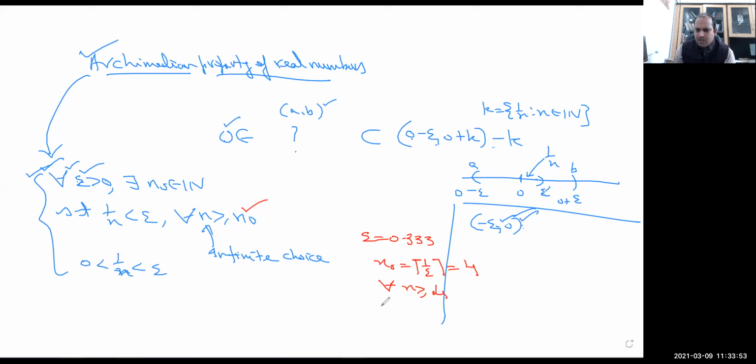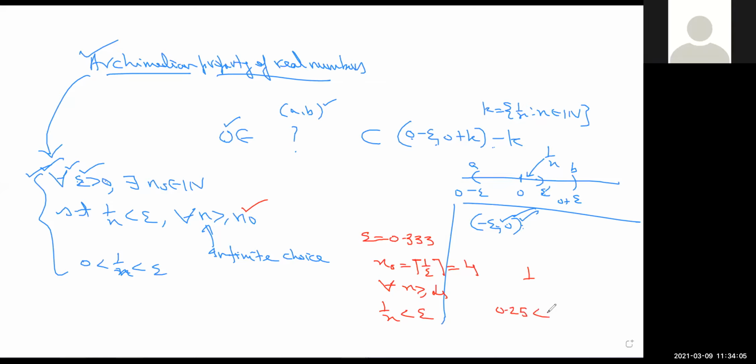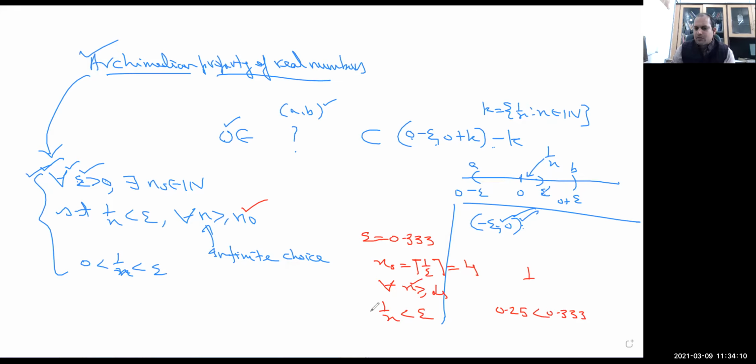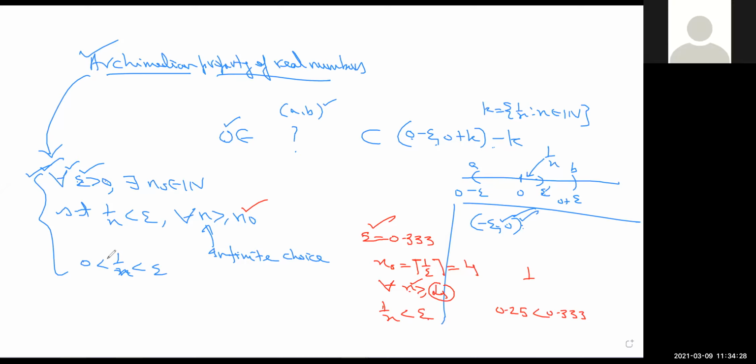That 1 by n will always be less than epsilon. I mean, this 1 by epsilon is 0.33. If I put n equal to 4 here, then 1 by 4 is 0.25, and 0.25 is less than 0.33. Now take n equal to 5. So 1 by 5 is less than 0.33. Take n equal to 6. So yes, we have at least one n naught. Whatever epsilon you choose, we always have at least one n naught such that for all n greater than or equal to n naught, 1 by n will always be less than epsilon. एक natural number मिल गया. Yes, we can say that in between 0 and epsilon, whatever epsilon may be, we can always have members of this type.